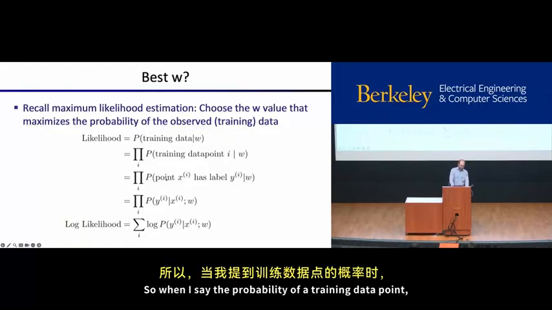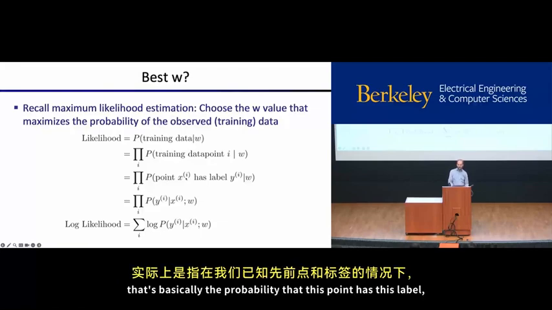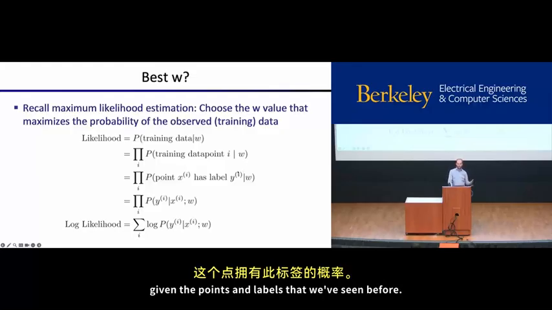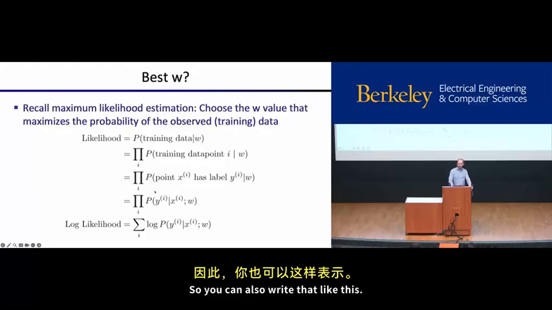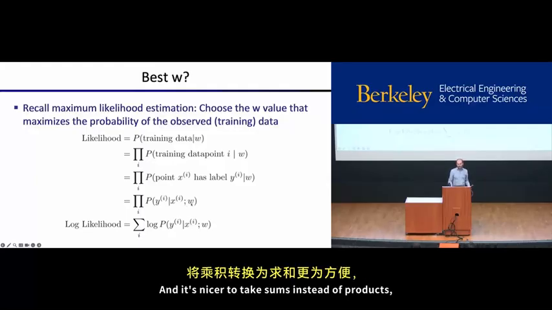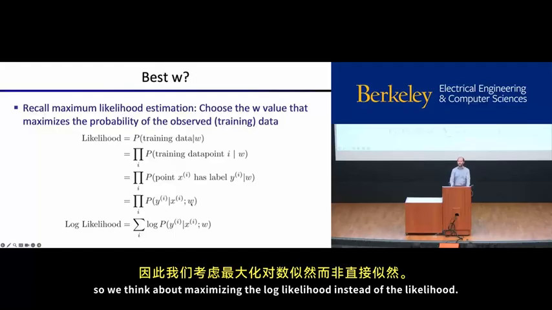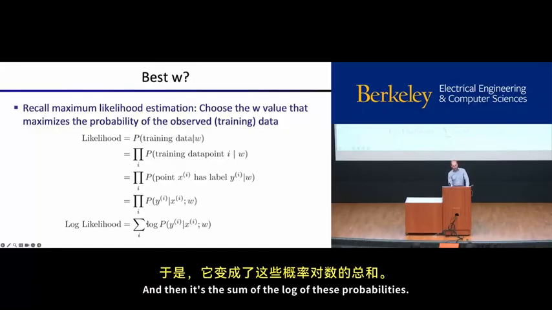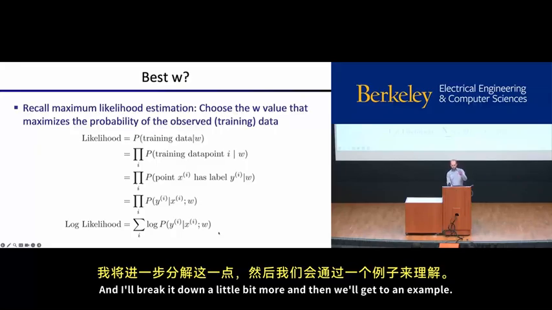So when I say the probability of a training data point, that's basically the probability that this point has this label, given the points and labels that we've seen before. So you can also write that like this: the probability of yi given xi and w. And it's nicer to take sums instead of products, so we think about maximizing the log likelihood instead of the likelihood, and then it's the sum of the log of these probabilities. And I'll break it down a little bit more, and then we'll get to an example.